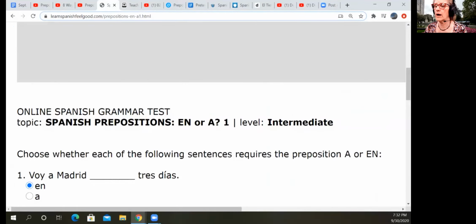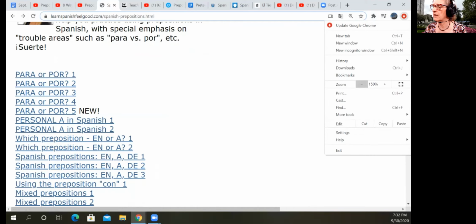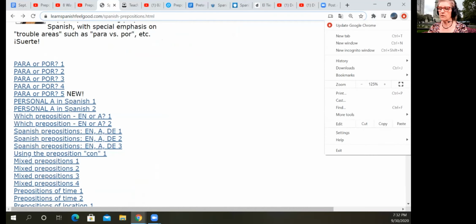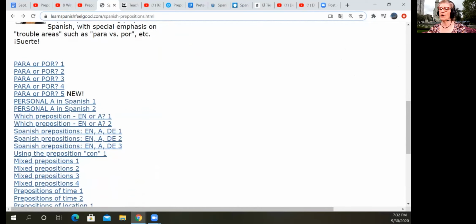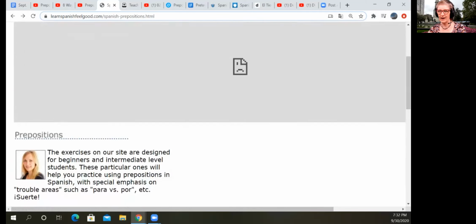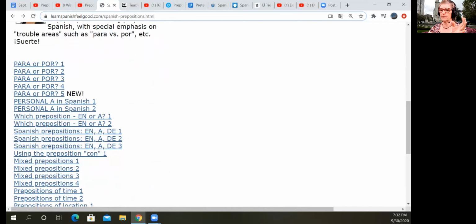I will also, however, give you this website here, because this will give you a whole bunch of things. I'm going to make it a little bit smaller because I made it super big. But I want to caution you, you probably don't want to focus on the por and para right now because your brain's going to go on overload, okay? This has prepositions, so it's going to talk about a lot of them. Focus on the ones we did.